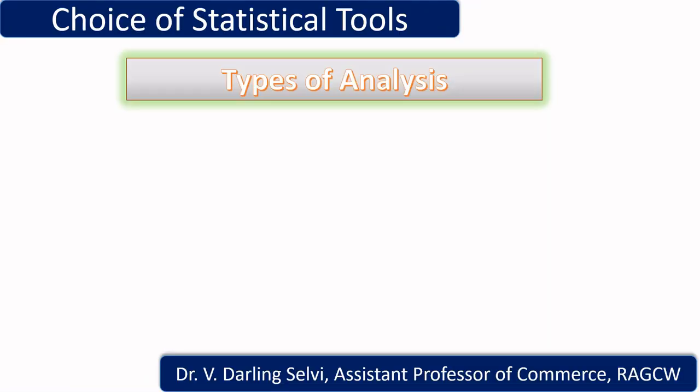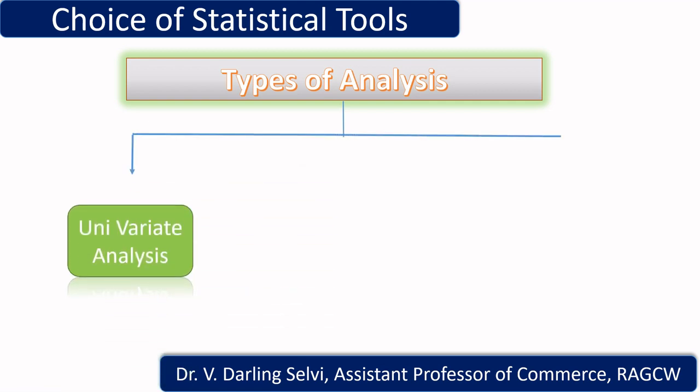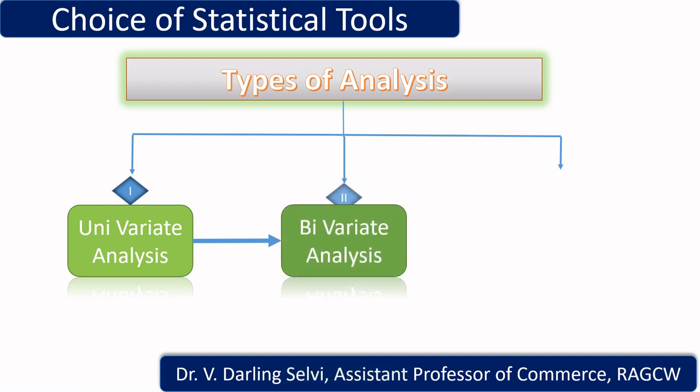Okay. Now coming to the third aspect, choice of statistical tools. See, this is the type of analysis, univariate analysis. That means the first item is univariate analysis, where uni stands for only one. So univariate analysis deals with a single variable. Now coming to the second part, that is bivariate analysis. This deals with two variables, x and y.